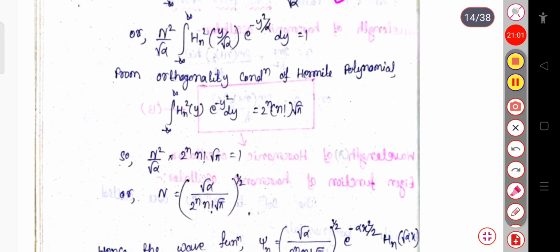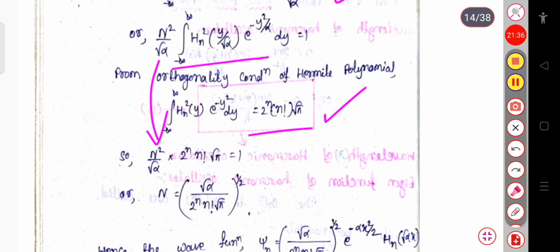Okay. Now from the orthogonality condition of the Harmonic polynomial, we can write the integral of Hn²(y) exp(-y²) dy equal to 2^n n! root pi. These are some mathematical calculations. So here the integral of Hn²(y) exp(-y²) dy equals 2^n n! root pi. If I substitute these values here, this will be N² by root alpha into 2^n n! root pi, that is equal to 1.